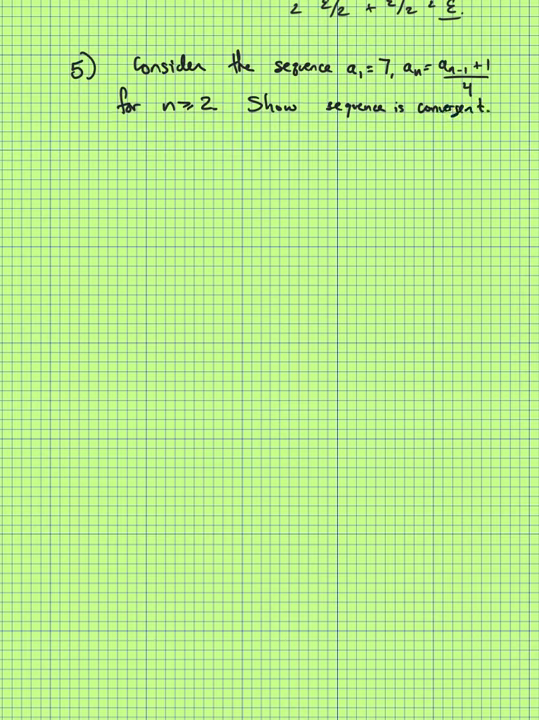And again, this is an example where you don't really know what the limit is. We're also not trying to show what the limit is, we're just trying to show it converges to something. So this is kind of a hint that you're supposed to use the monotone convergence theorem.